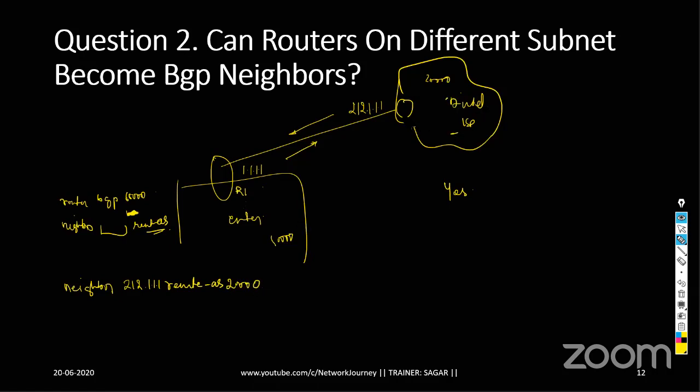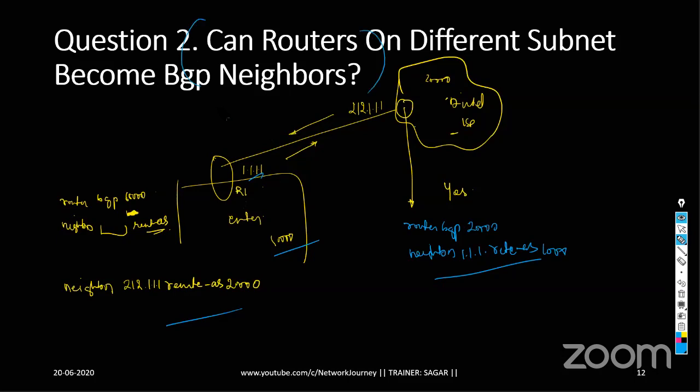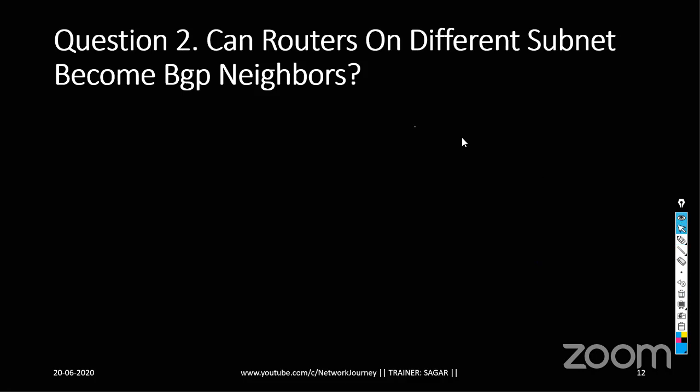And what about that person? How is he going to configure from his end? He's going to say router BGP and whatever his AS is. He's going to say the neighbor is 1.1.1.1, and the remote AS is 10,000, right? So I'm not going to make use of any subnet mask. So the answer is, they don't have to fall under the same subnet. Yes, they can still form the neighborship even if they are in different subnets. Doesn't really bother me. Great. So let's move on.